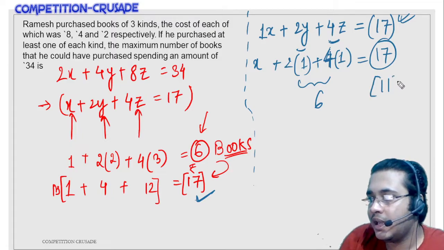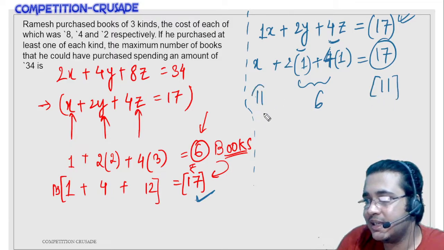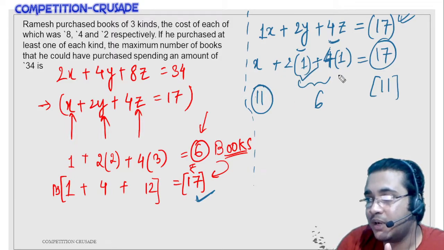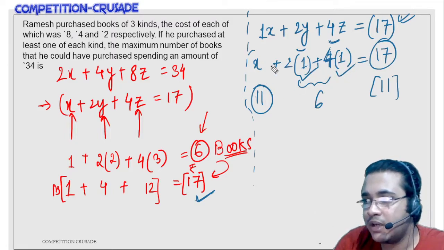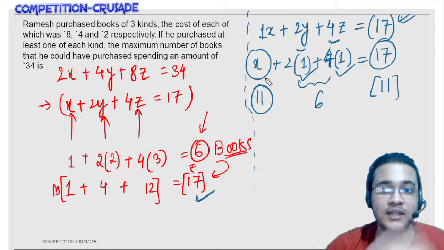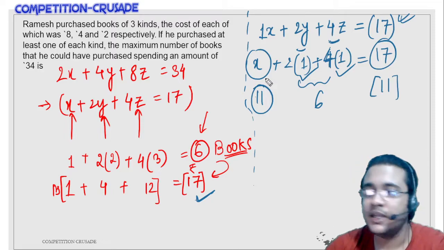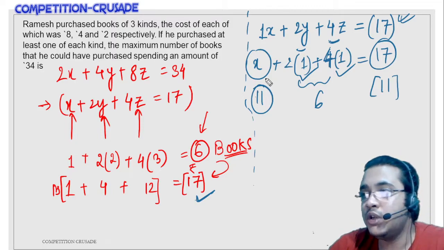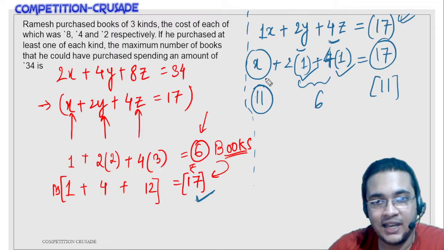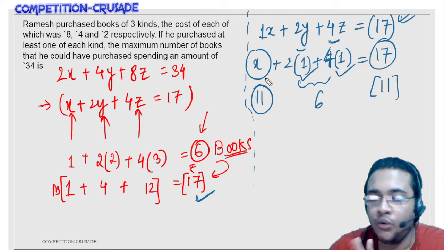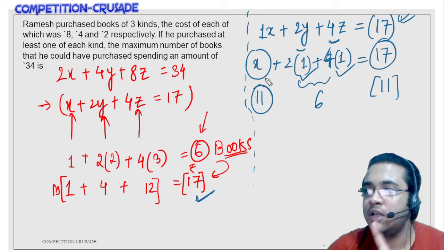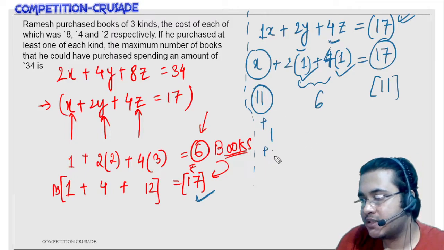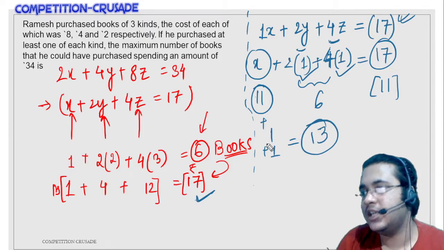Now tell me, x. So effectively x is 11. Okay, so 11 plus 1 plus 1, these are 2 books, and the 1 rupee book that had no limiting, because understand, we have to buy the maximum number of books. So the maximum number of books I can only buy when I give the maximum number to the 1 rupee costing book, which is 11. So 11 books of 1 rupee, 1 book of 2 rupee, and 1 book of 4 rupee. So in all, 11 plus 1 plus 1 gives me a total of 13.